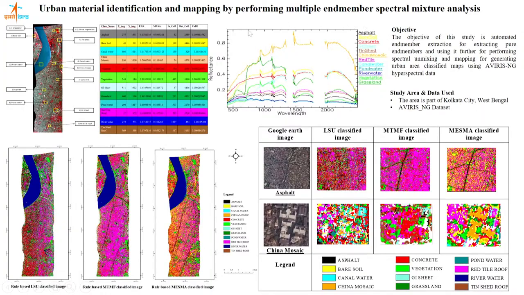Then we can use it for urban material mapping. This is one of the multiple end member spectral mixture analysis, where we used an automated end member extraction technique for extracting the end members. After extracting the end members, we tried to map this area. Here we saw that multiple end member spectral mixture analysis performed better compared to other unmixing techniques. Here you can see different features are classified properly in this data.